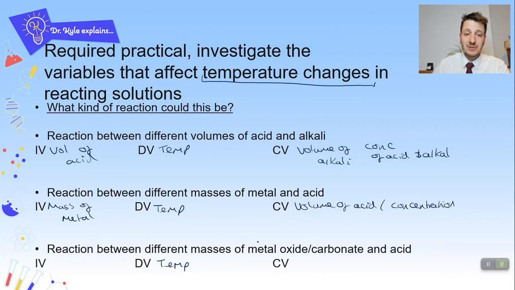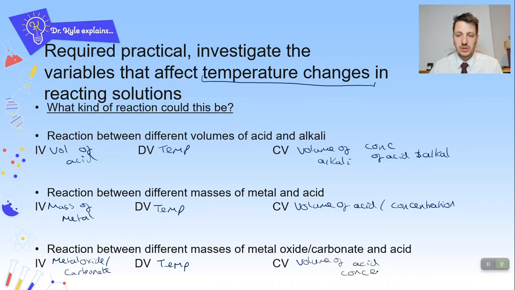Reaction between different masses of metal oxide. So here your independent variable, this could either be a metal oxide, so it could be sodium oxide, or it could be sodium carbonate, depending on what's going to happen. So it's going to be a metal oxide mass and slash carbonate. So again, it could be potassium carbonate. And so they're going to be different reactions that they give you, but the key thing here is always going to be your temperature change. And so here your control variables, again, is going to be your volume of acid, and your concentration again. Just going to write concentration down there like that.